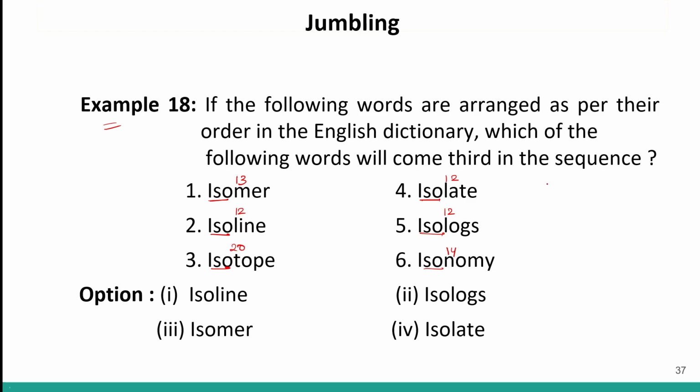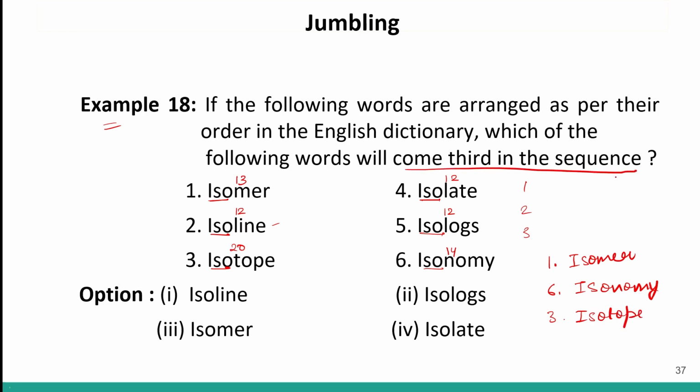So now I know that if I have 6, right? First, second, and third will be between isoline, isolate, and isologs. Then we'll have the fourth position. So 1, 2, 3 we know. At fourth, fifth, and sixth we have to find out. At the fourth position we'll have isomer, which is one. Isomer. Okay. Then we'll have 6, isonomy, and then we'll have 3, isotope. This we know. We have to find out which will come third in the sequence. So 1, 2, and 3 we have to find out.